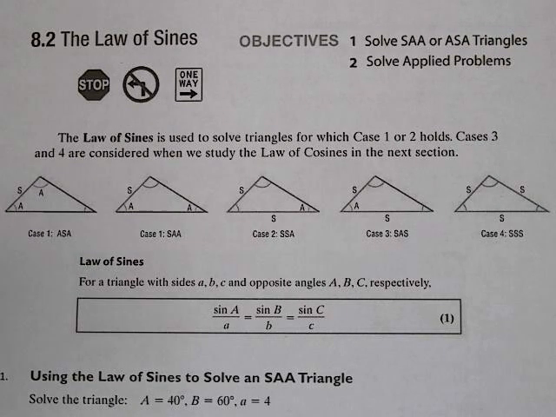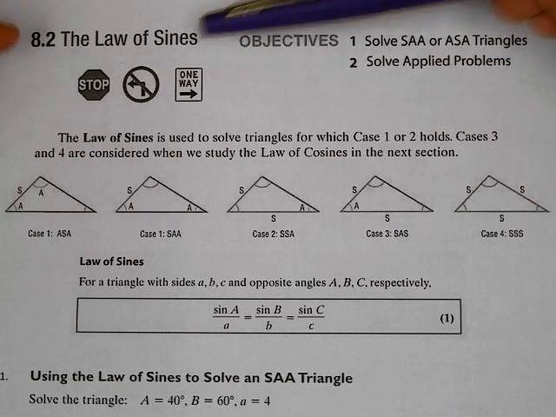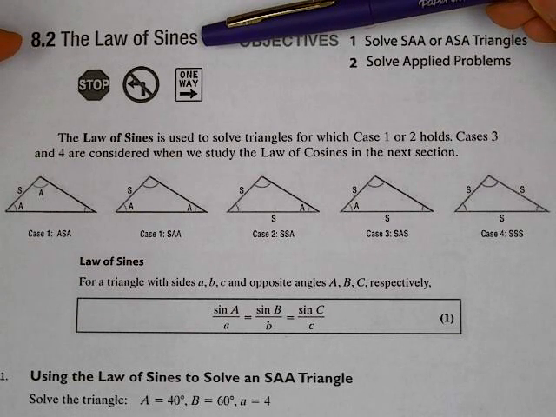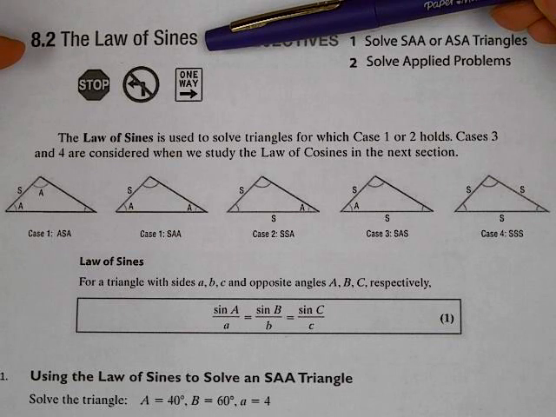So you guys know pretty well how to solve triangles that are right triangles. You just do trig, right? SOHCAHTOA. But what if we don't have a right triangle? One of the ways that we solve for the missing sides and angles is called the law of sines.